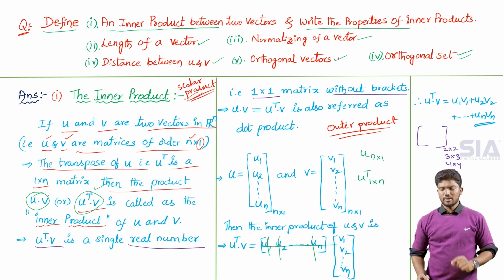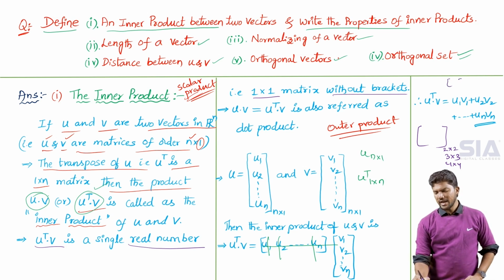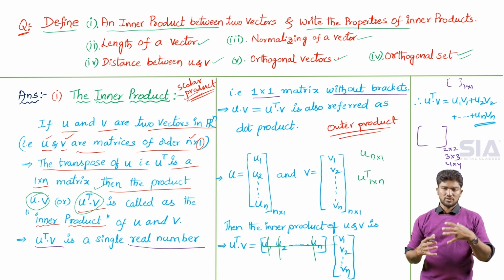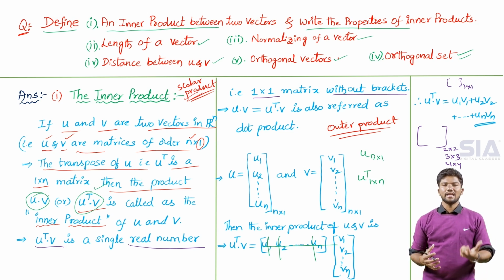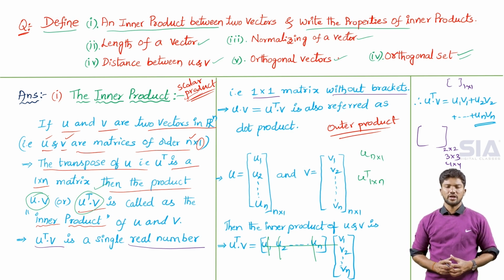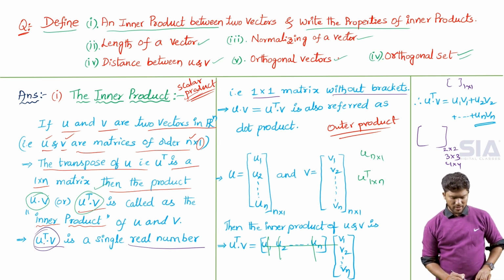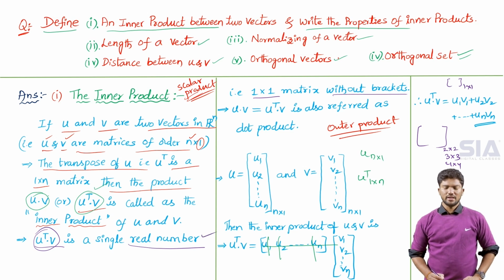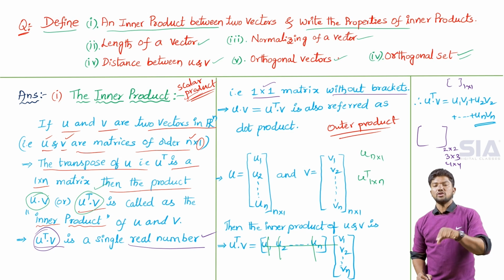But for a 1 by 1 matrix, there is no need to mention the brackets. Why? Because it is a scalar value. A 1 by 1 matrix is a real number or scalar, and that's why we call it a scalar product. So U transpose into V is a single number. That single number we can also call a 1 by 1 matrix without brackets.